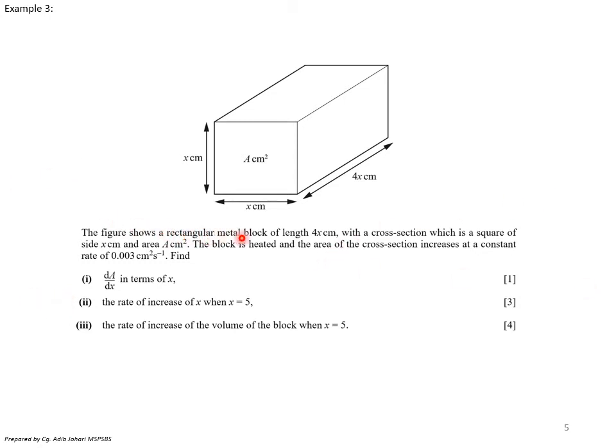So the figure shows a rectangular metallic block, with the length of 4, cross section of a square. So the block is heated and the area, focusing on our area, increases at a constant rate, which is dA/dt. So they ask you to find dA/dx, not dA/dt. dA/dt is 0.03. So how am I going to do that? So dA/dx means the relationship, differentiation of A with respect to the length x.